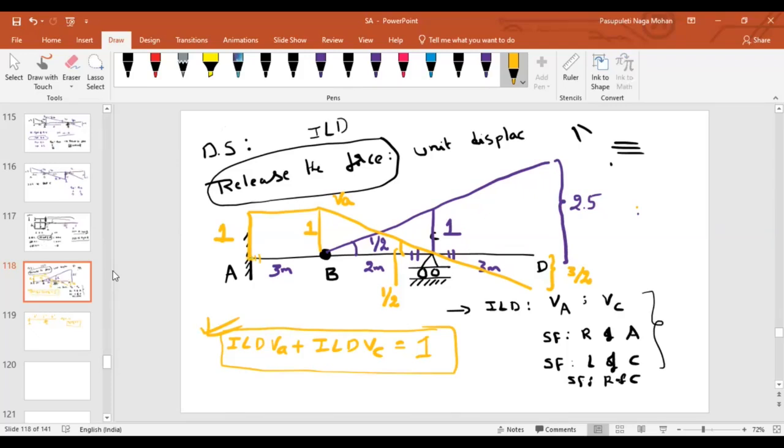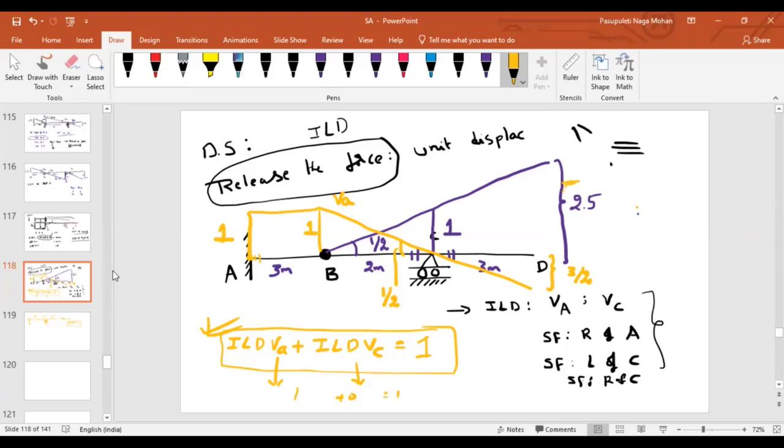At point A, what is the ordinate of ILD for VA? 1. And what about the ordinate of ILD for VC? See this color. If I'm talking about ILD for VC, it is 0. Yes, sir. So 1 plus 0 is 1.